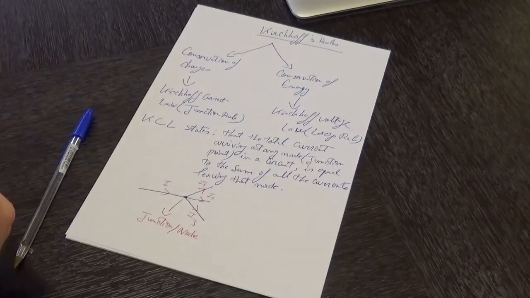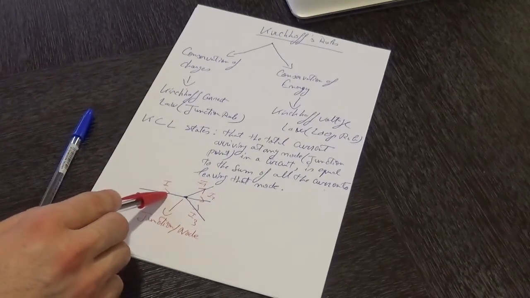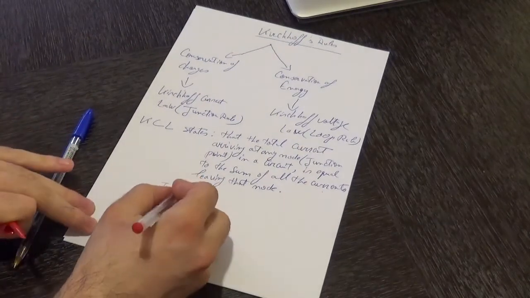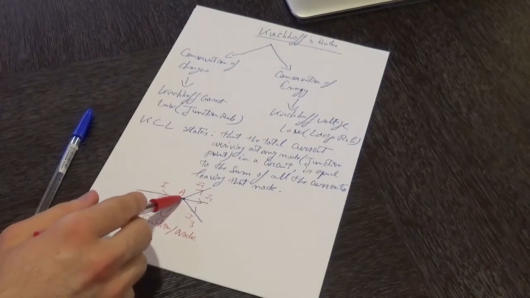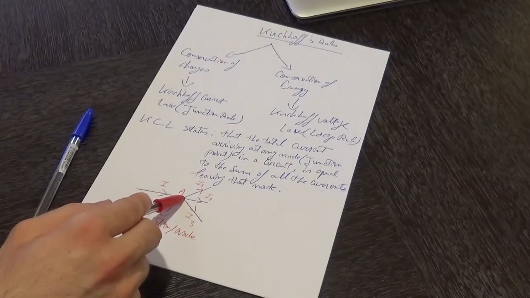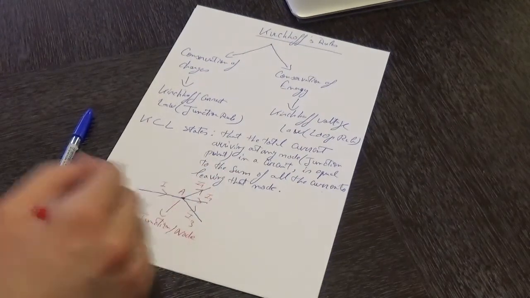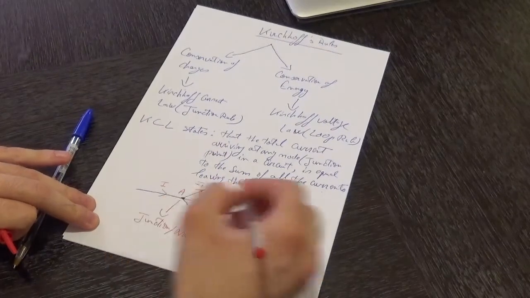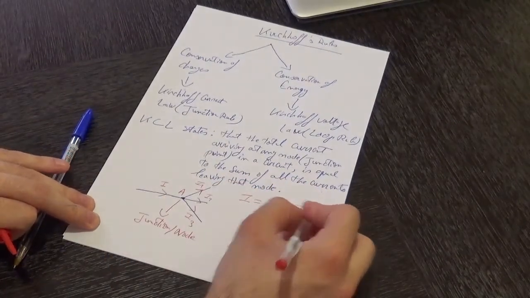In that case, KCL states that the total current which is arriving at any node in a circuit, so let's call that node A, over here we have node A. So that electrical current which is arriving at node A in a circuit is equal to what? It's equal to the sum of all the currents that are leaving that node, meaning that I is equal to I1 plus I2 plus I3.